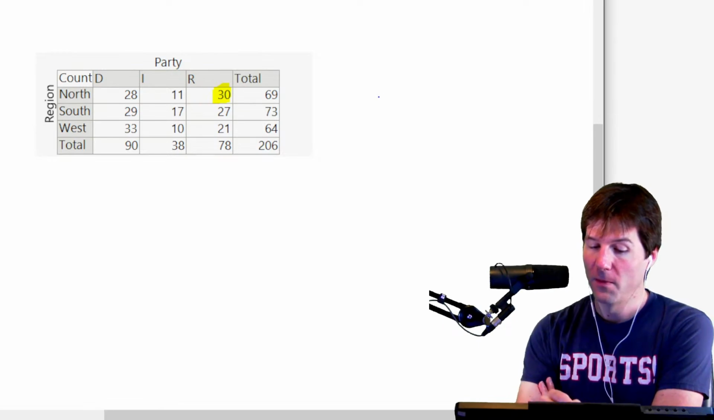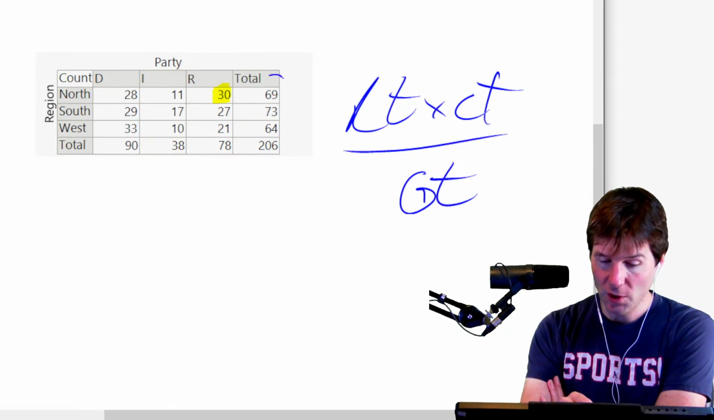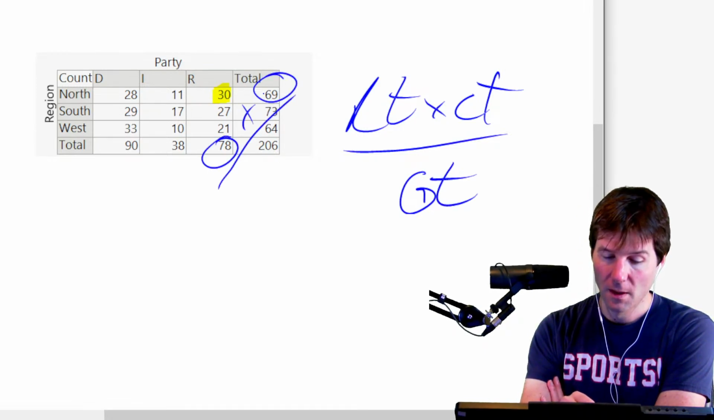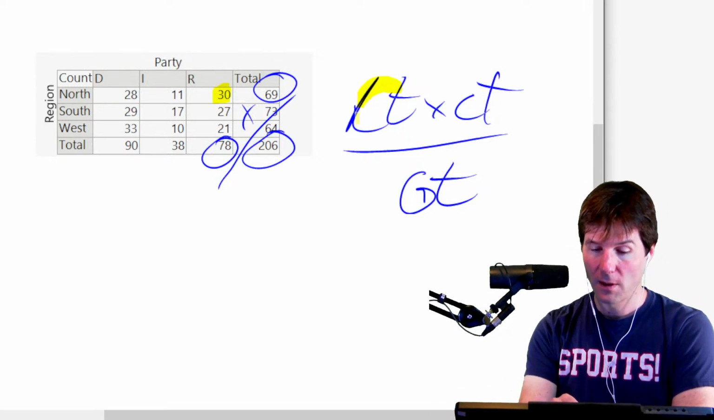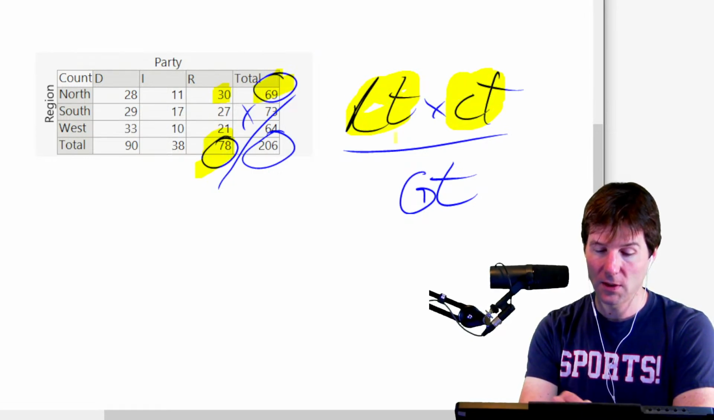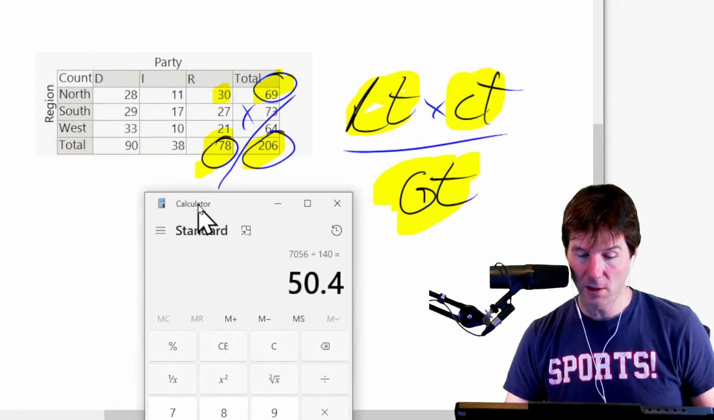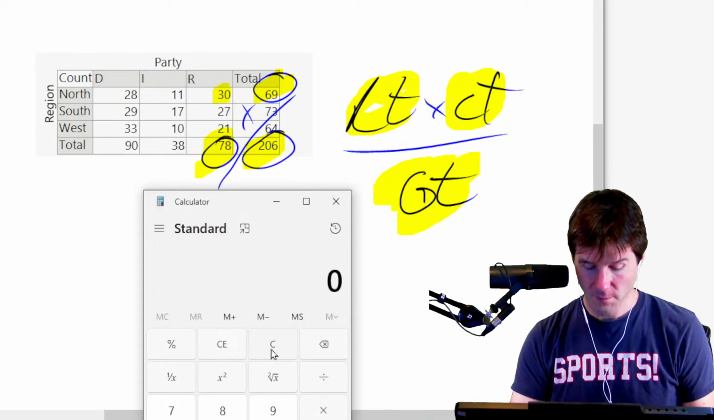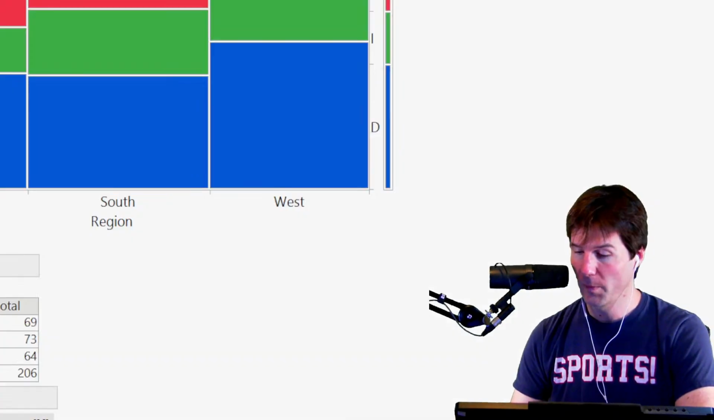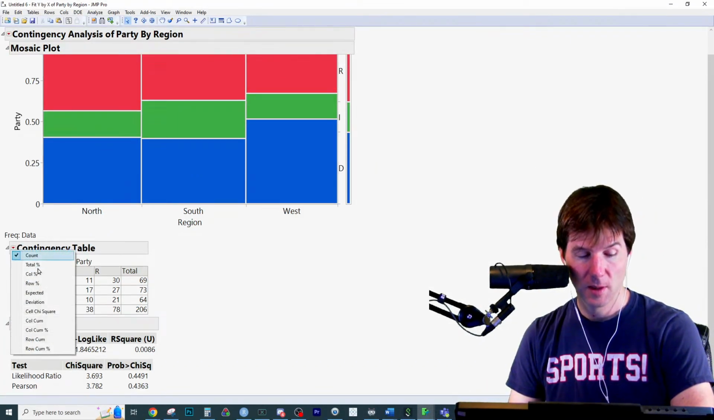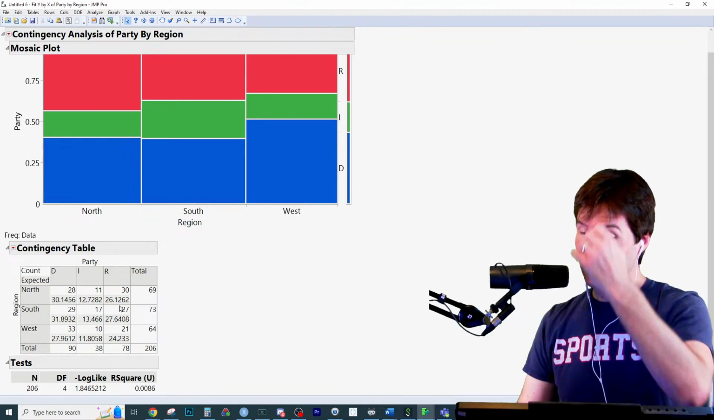So we have to do the formula: row total times column total over grand total. So we circle the numbers. This is the equation right here. Row total is that, column total is this, grand total is this. It doesn't matter which way you multiply them. The formula comes out to 69 times 78 divided by 206, so 26.12. We don't need to solve this because JMP can do it for us. There's that 26.12.